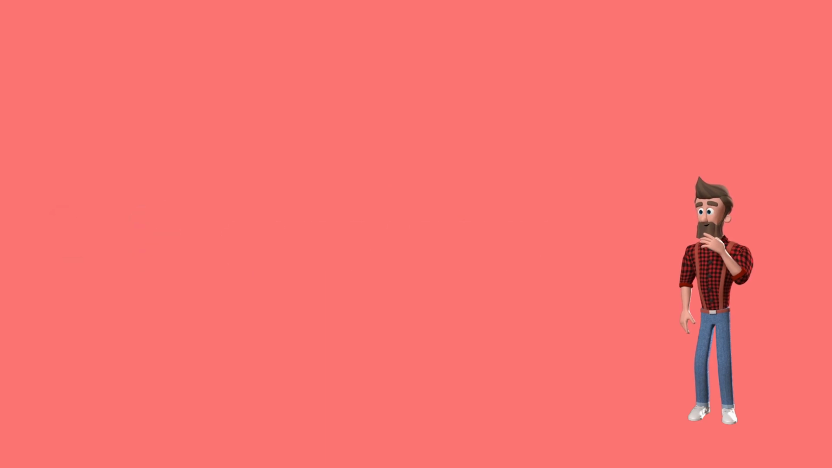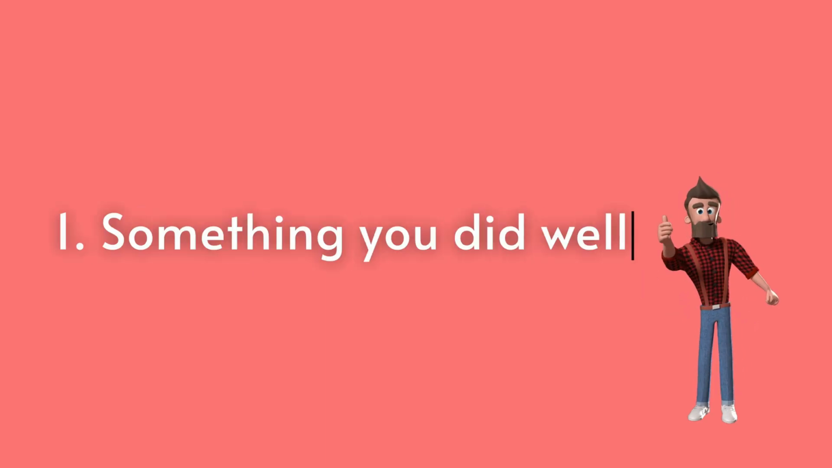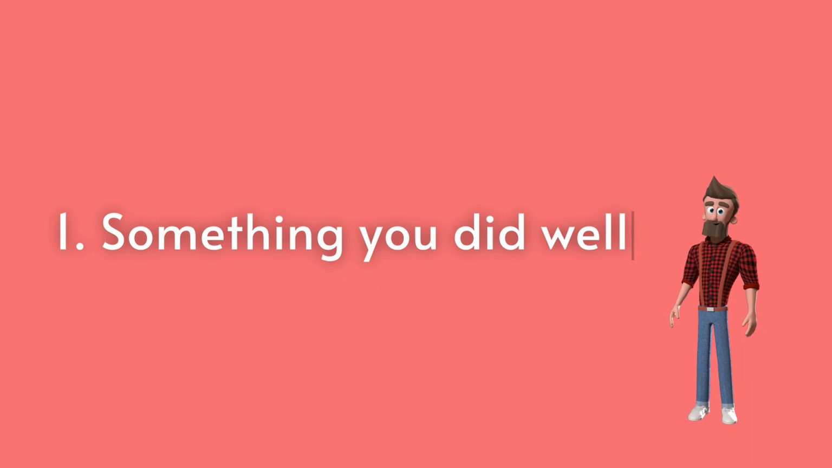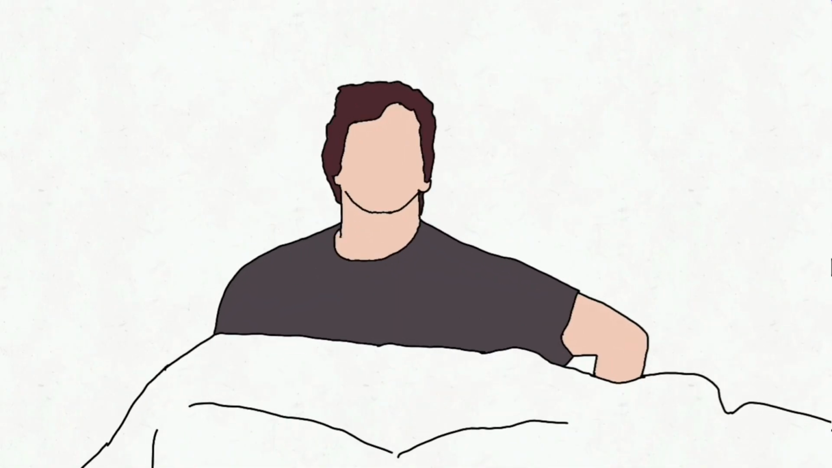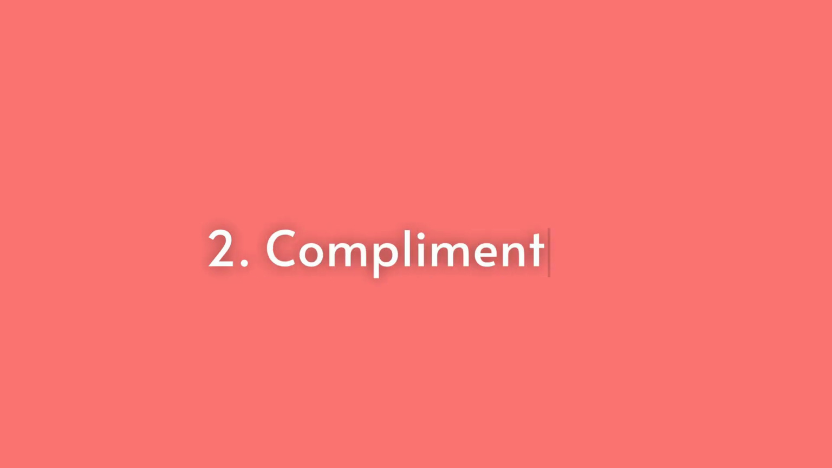The first category is something you did well that day. It can be as small as I saw a piece of paper lying on the street and I cleaned it up. Or I was very tired but I still got out of bed and went to work. Or I had a nice achievement at work. The second category is a compliment that you received. No matter how small, every compliment counts.